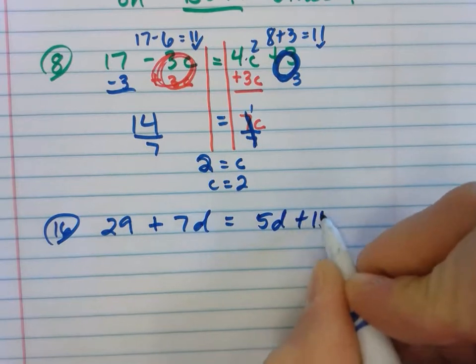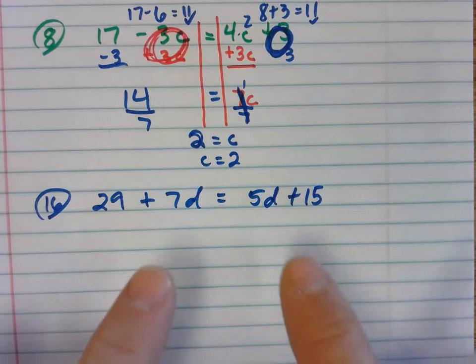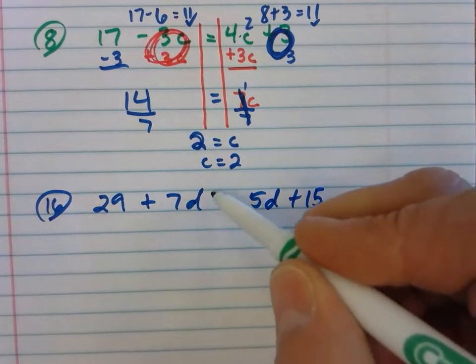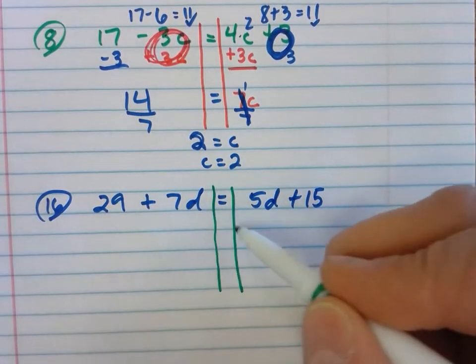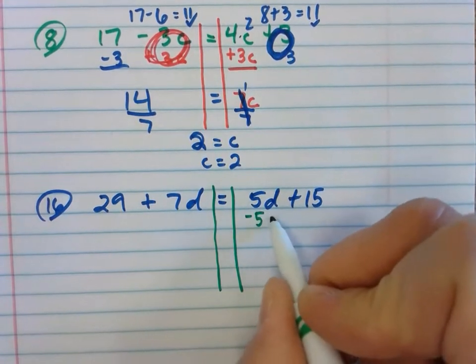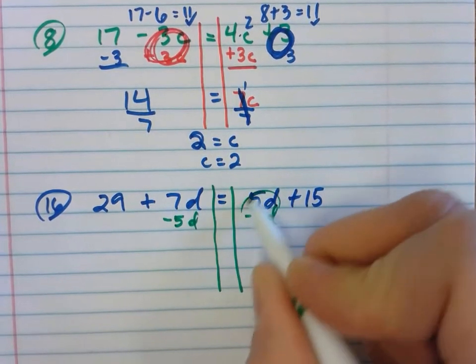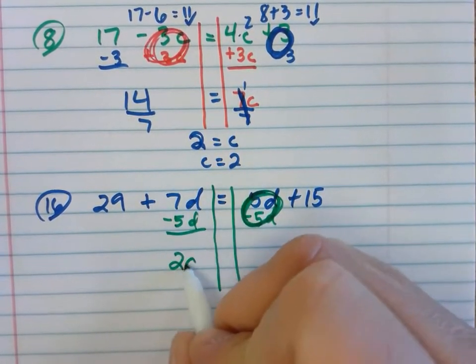5d plus 15. Alright. Now, again, I'm going to take the like terms and try to get them all on one side, and take the constants and put them on the other. So what I'm going to do is, of course, put my little tracks down. I'm going to subtract 5d because 7 minus 5 is going to leave me with 2. So I'm going to subtract 5d on both sides. Of course, 5d minus 5d is 0. 7d minus 5d leaves me with 2d.